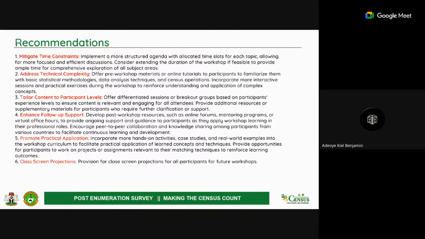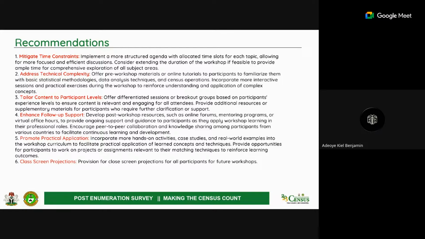Enhance follow-up support. Develop workshop resources such as online forums, mentoring programs, or virtual office hours for providing ongoing support and guidance to participants as they apply workshop learning in their personal roles. Encourage peer-to-peer collaboration and knowledge sharing among participants from various countries to facilitate learning and development. I think the ECA people are willing, and ONS are willing to do this. Follow up: if you ask them what you need and they can do it, they do it.